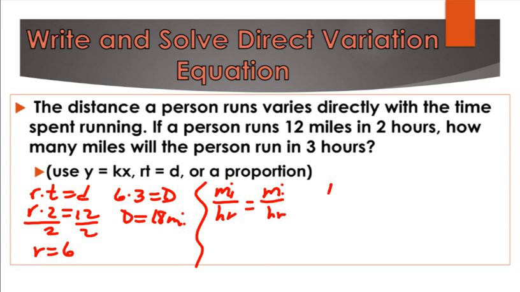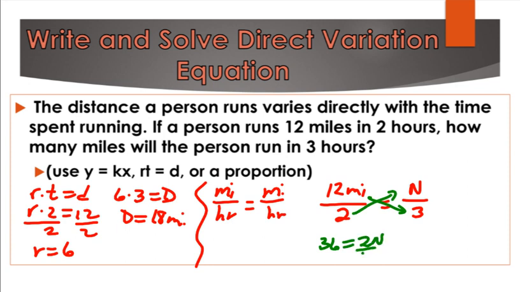And so if the person runs 12 miles for 2 hours, that would be the same as doing how many miles in 3 hours. And so I can cross multiply. 3 times 12 is 36. 2 times n equals 2n. Divide by 2. N would have to equal 18 miles. And that's what we had over here. So there's a couple of ways of solving those types of problems.